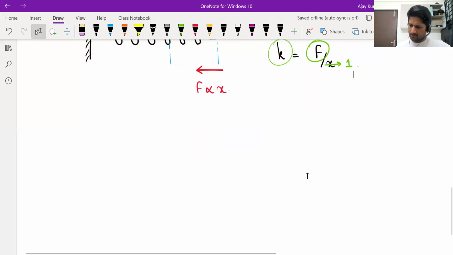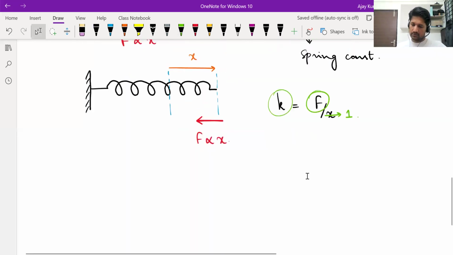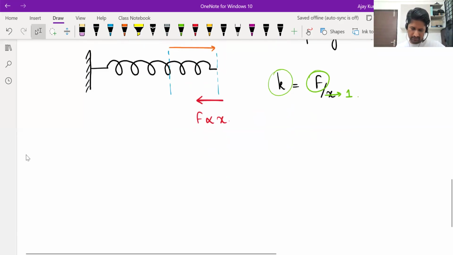Let's solve some problems based on this. So remember that the spring force, the force exerted by a spring, depends on the extent by which it is deformed. So consider a situation like this.